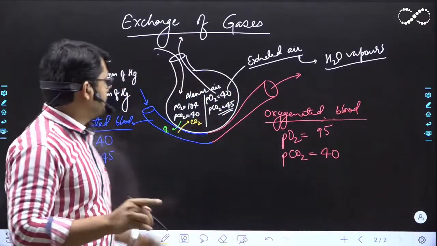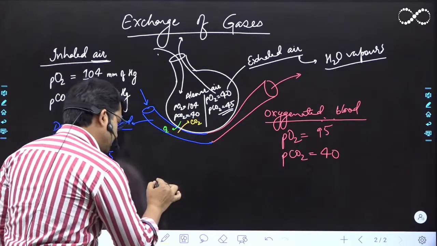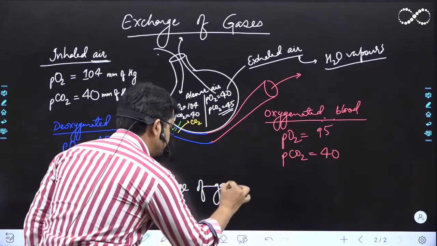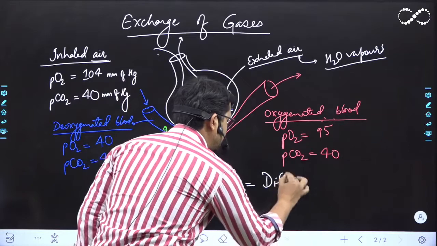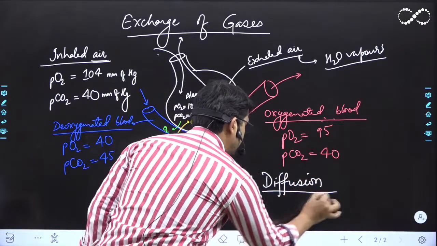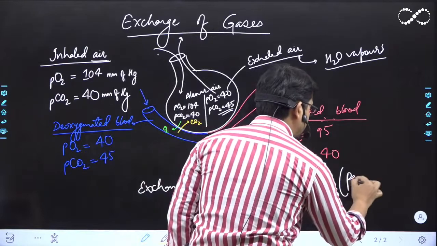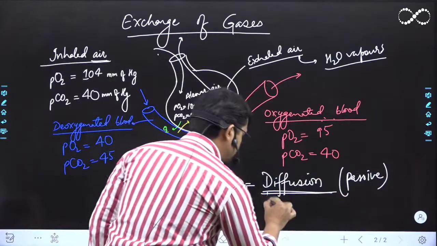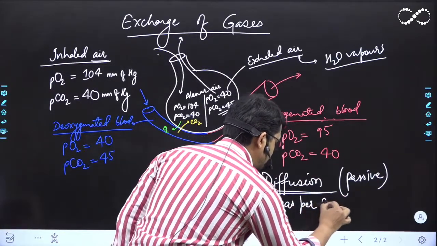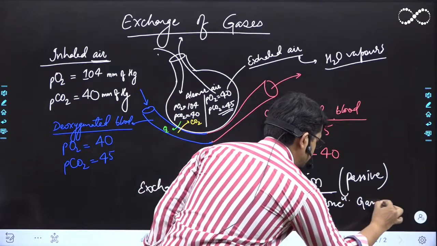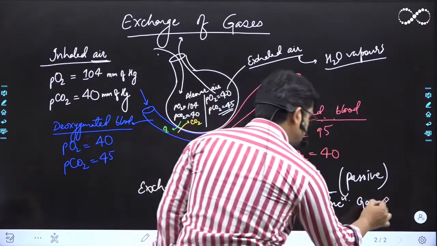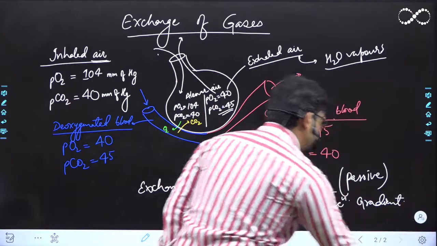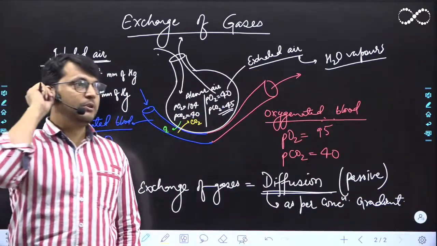Got it? So this exchange of gas is purely, देखो, जो यहाँ पे exchange of gases हो रहा है, is purely by diffusion. So it is what? A passive process. No energy is required. It is purely by diffusion. And since it is diffusion, it is as per concentration gradient. Got it?